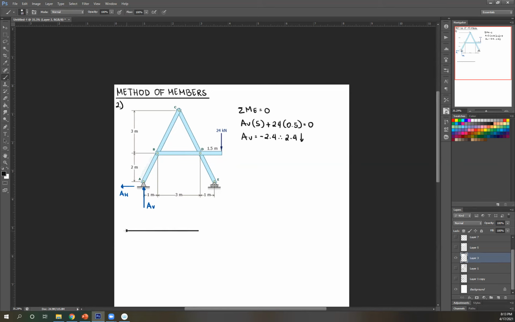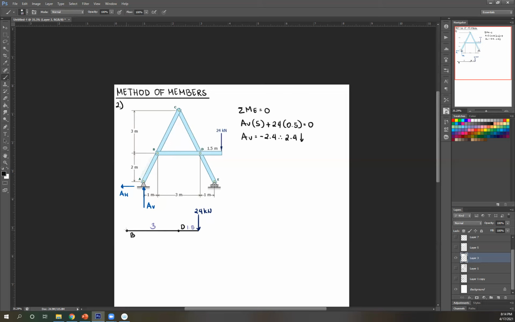Okay. So this is your B. You have D here. And then we have an external force. Don't forget your external forces. 24 kilonewton. Okay, and then your distances. So from B to D, the distance there is 3. So this is 3. And then from D to your external force, that's 1.5.